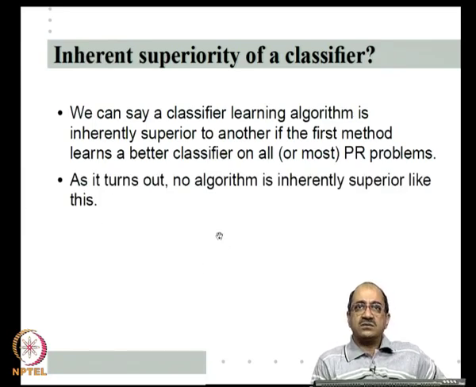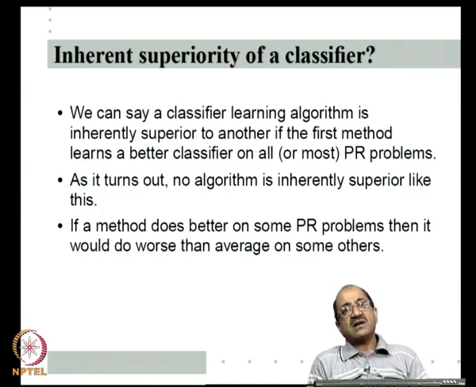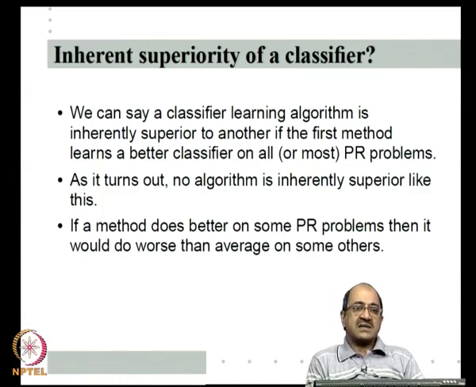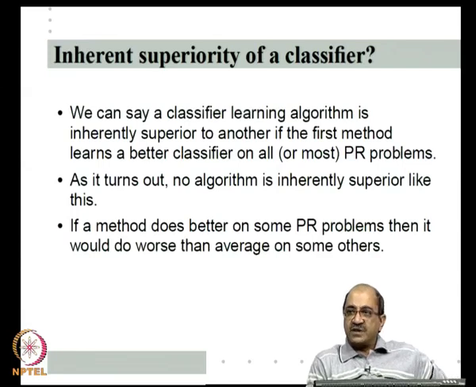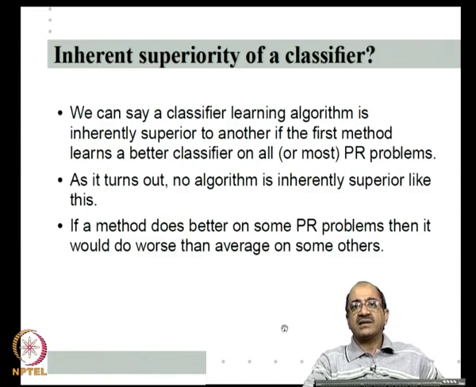As it turns out, there is no algorithm that is inherently superior like this. What does that mean? If an algorithm does better on some pattern recognition problems, on certain kinds of application problems, if it is doing very well compared to another method, if it works much better, it learns better classifiers, what it would mean is there would be other instances of pattern recognition problems where it will do worse than ours, because even on most problems it cannot do better than any other method.